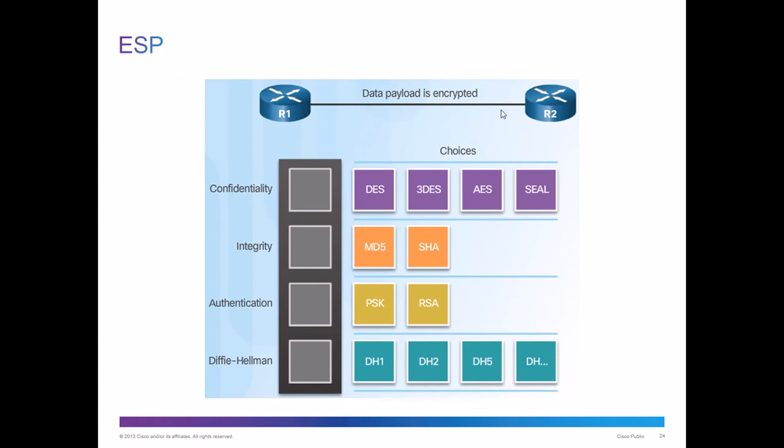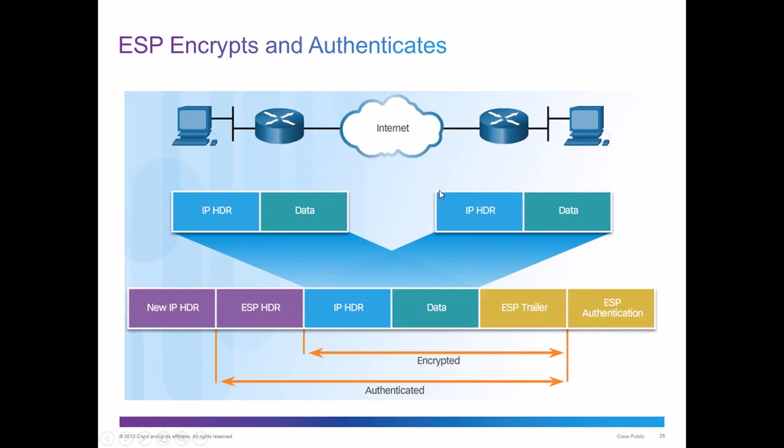All right, and when it comes to ESP, not only is the data that's inside the tunnel encrypted, and there are the encryption choices. You can use DES, triple DES, AES, or SEAL. And of course, you can also double check the integrity of the data. Diffie-Hellman will exchange keys for the confidentiality, for the encryption. And then you can do both.